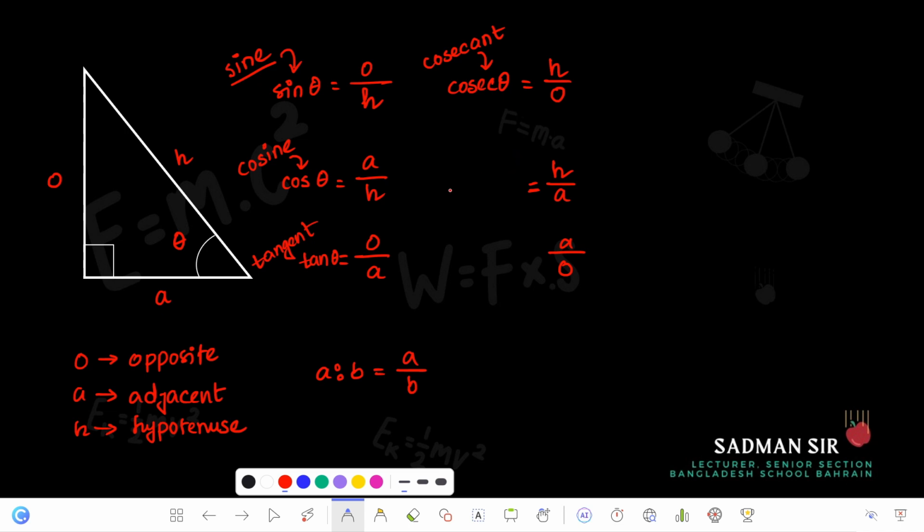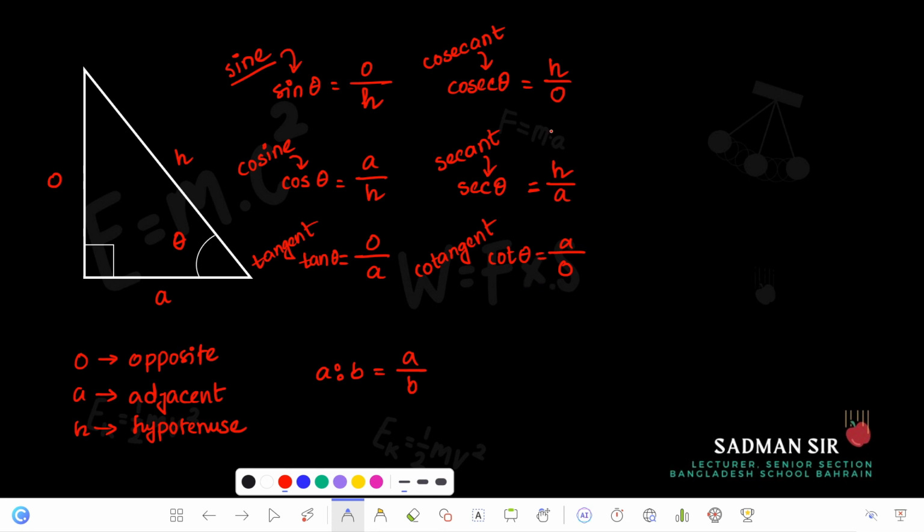In the exam also you can write. Then the opposite of cos, like a by h, this is h by a, so the opposite, right? So it is called secant. In short, we write sec theta, secant. Like this is co-secant, this is only secant. Okay, and then this is tangent, this will be cotangent, cotangent. Okay, and the short form of this one is cot theta.